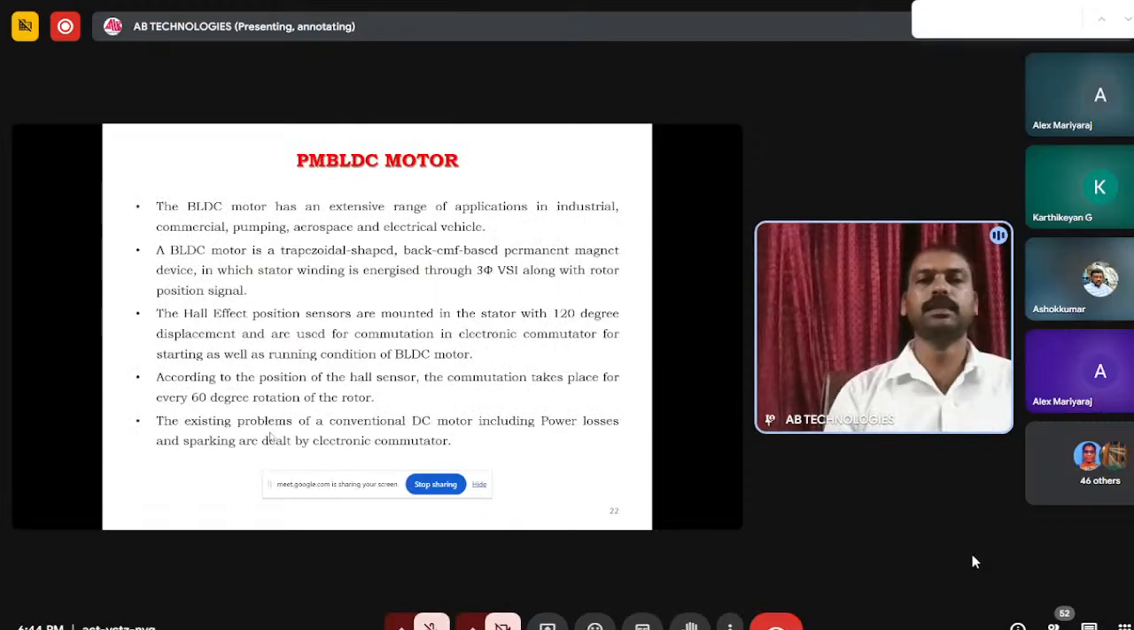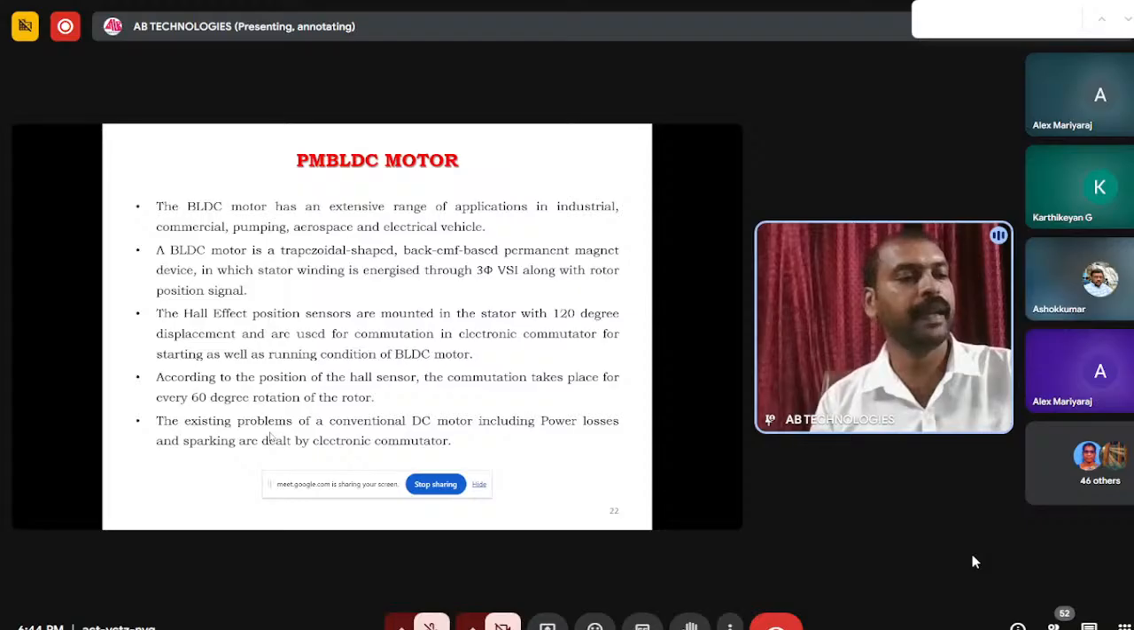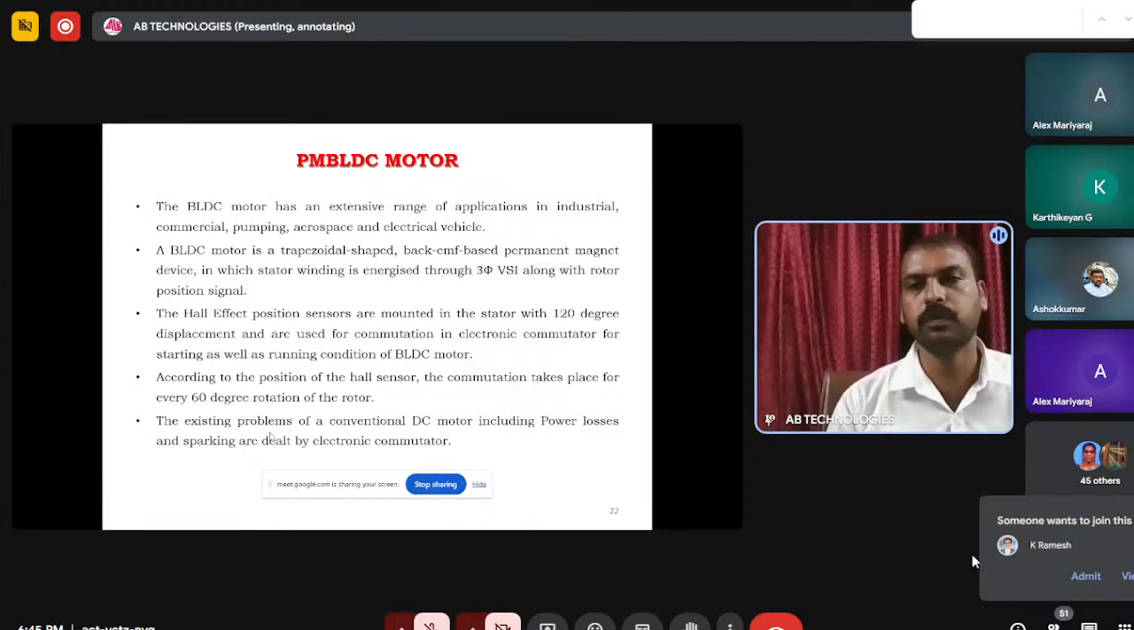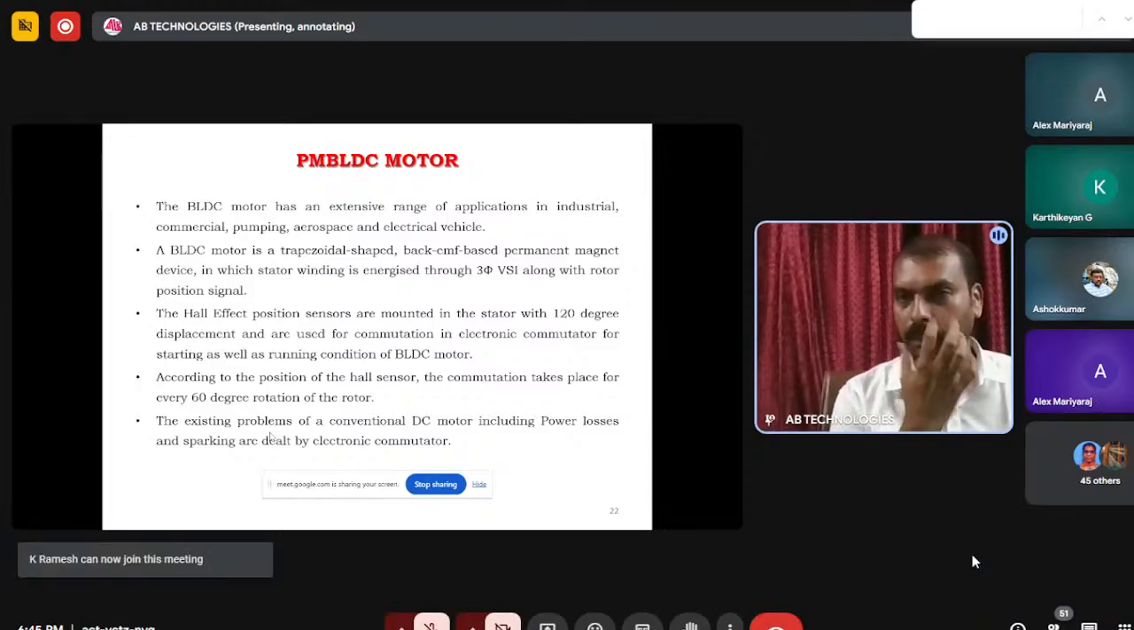Actually in the motor side there are two types, DC motor and AC motor. The combination of DC motor and AC motor is called special electrical machine. So first we have to study the DC motor. Under the DC motor there are two types: separately excited motors and self-excited motors. Among these, we know another three categories: DC series motor, DC shunt motor and DC compound motor.